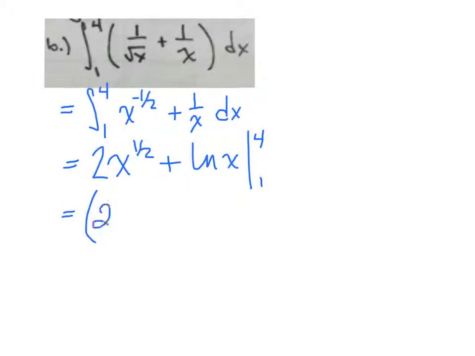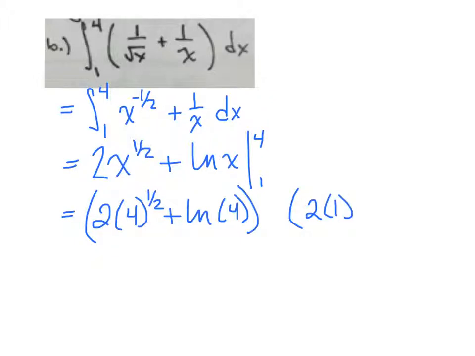First we'll plug in 4 everywhere that there's an x. And then we'll plug in 1 everywhere that there's an x. And subtract these two.